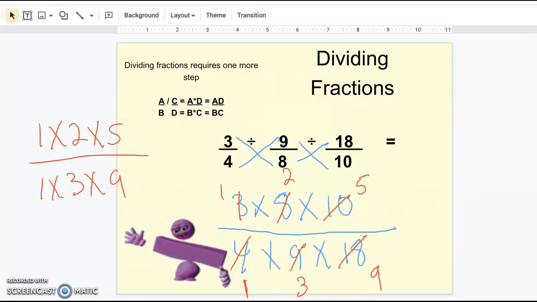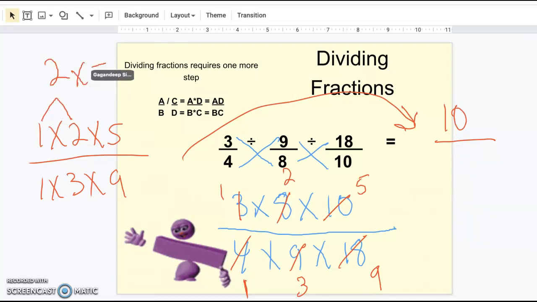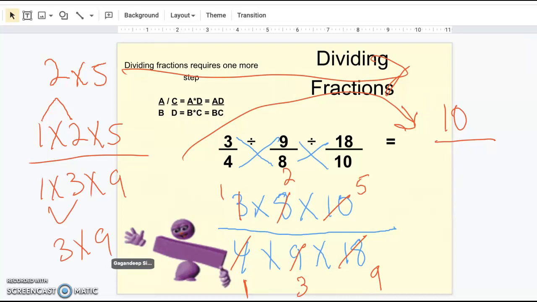Okay, so let's see what we come up with now. I'm going to write my answer over on this side, okay? So 1 times 2, 2, times 5, 10. Hope you guys are with me there. All right, that's how I got this. And now the bottom is 1 times 3, 3 times 9, which is 27. Okay, so we're just trying to see now 10 over 27.